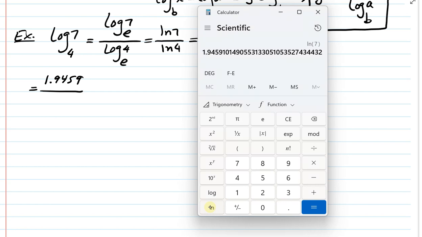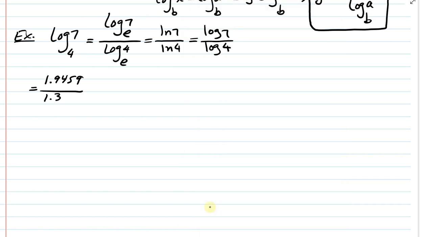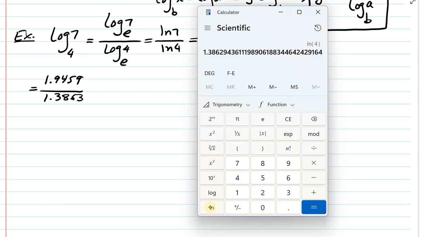Okay, and then we're going to divide it by ln of 4. I'm going to clear the entry, and I'm going to do 4 and then ln. That gives me 1.3863. And of course, if I divide them, I'm going to divide 1.9459 by 1.3863. The answer is going to be 1.4037.